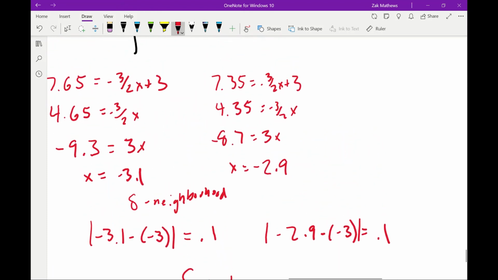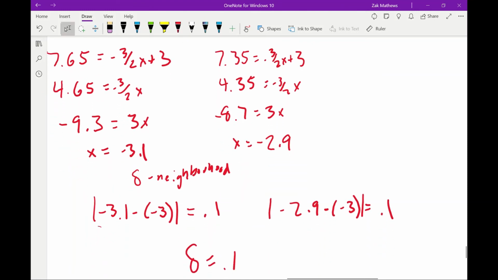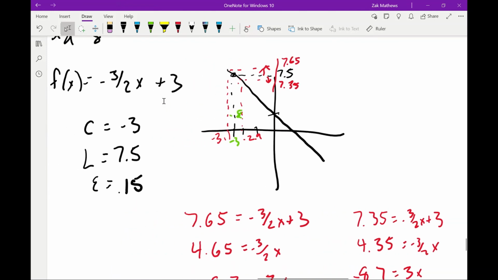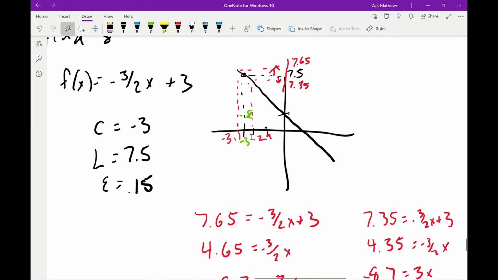Now, is it always going to be the case that the two values when we subtract are the same, like we got here, the 0.1s? No. Why was it the same? Because we had a linear function, and the rate of change is constant. Therefore, it will be the same. But that's the idea going into it.